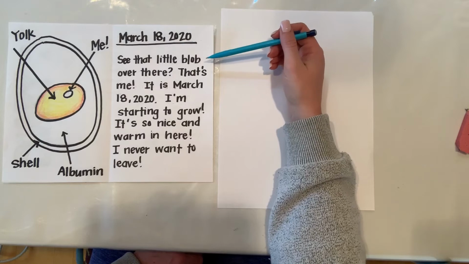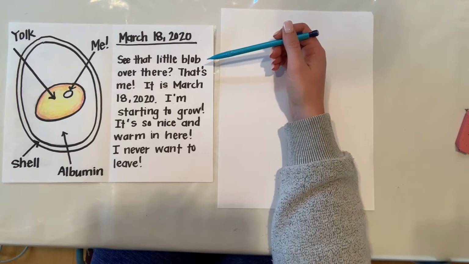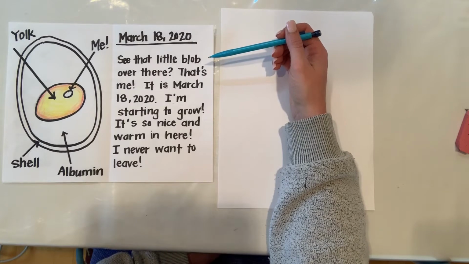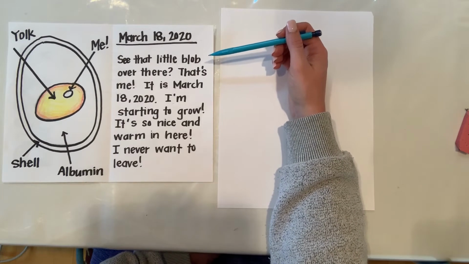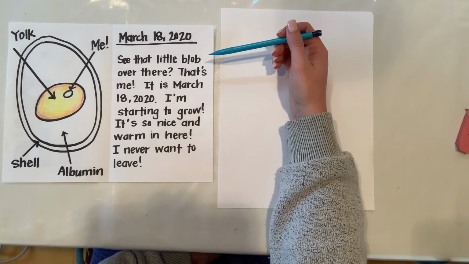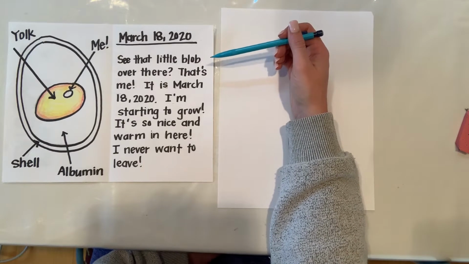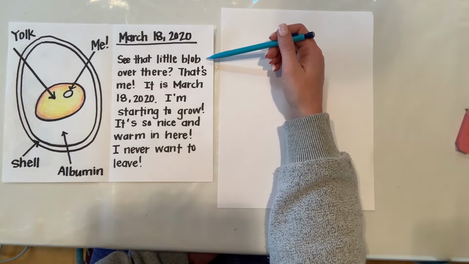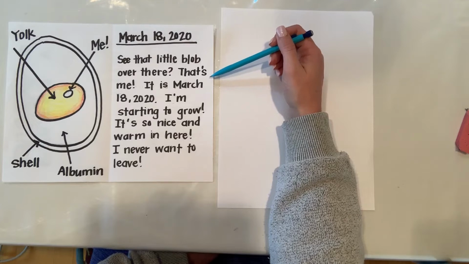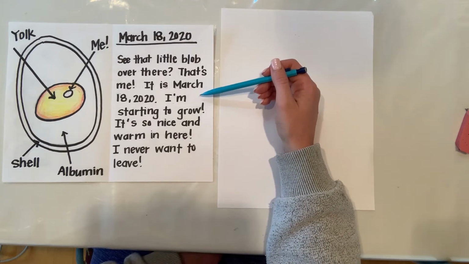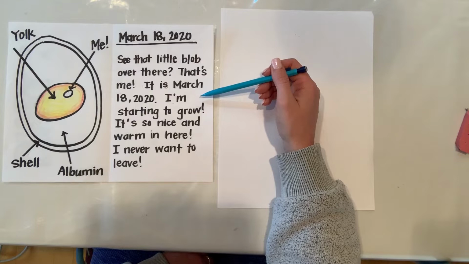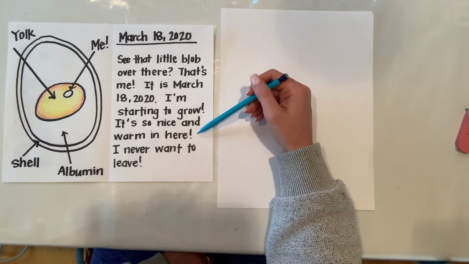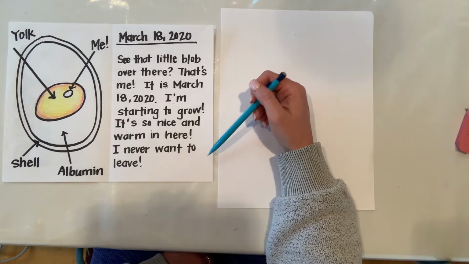Anyway, in this first entry, you're going to want to be talking about the beginning of the chick's life, like you are actually inside the egg and you're the chick that is growing. So this is what mine says: See that little blob over there? That's me. It is March 18th, 2020. I'm starting to grow. It's so nice and warm in here. I never want to leave.